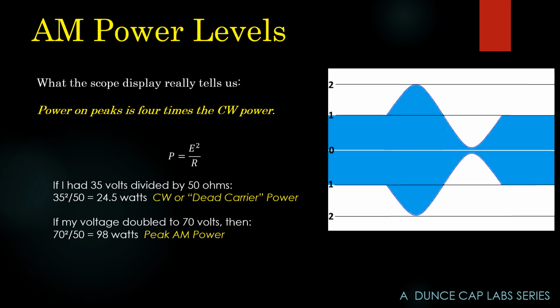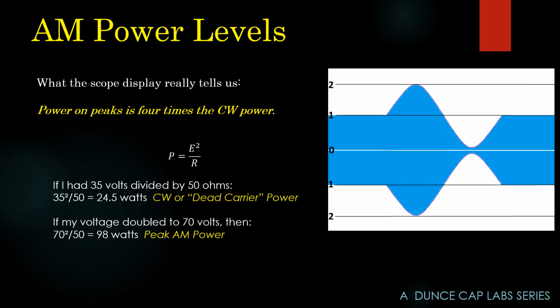If the voltage doubles, which it appeared it was doing on my oscilloscope screen, if it doubles to 70 volts, because of that squaring function, I now have 100 watts. I would say my peak envelope power on AM is 100 watts.